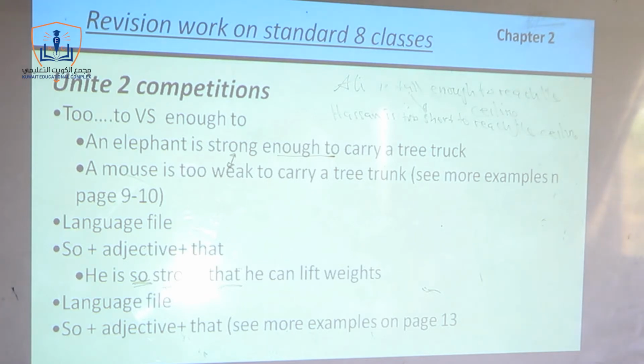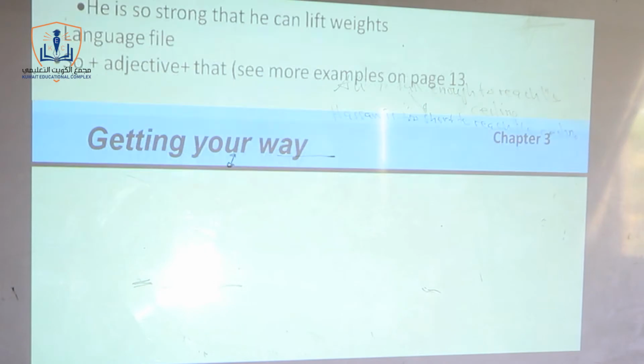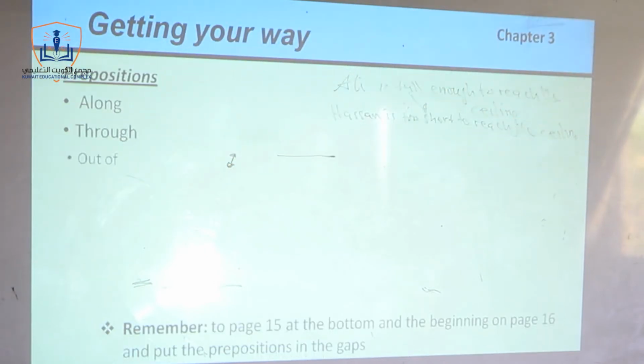These videos are more professional. This video is so professional that every student can understand. So I'm using so plus adjective plus that. For more information on how to use so plus adjective plus that, please go to see more information on page 13 in the student's textbook. Right, now let's go to chapter 3.